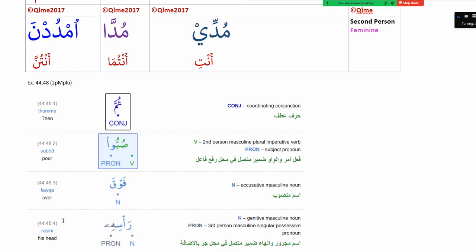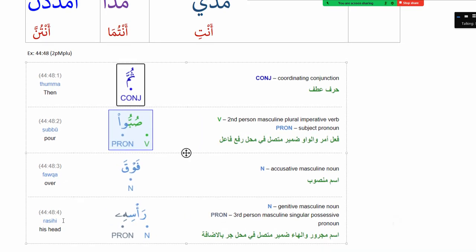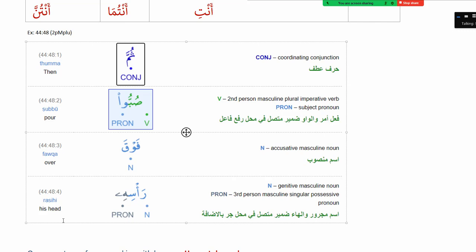And the examples are: ثم صبوا فوق رأسه. So what do you think is the double-lettered verb in this? فعل مضاعف. Subbu. Is it you all pour over his head? Subbu. Okay, this is from Sabba, Yasubbu. This is Antum, Subbu. This is command.